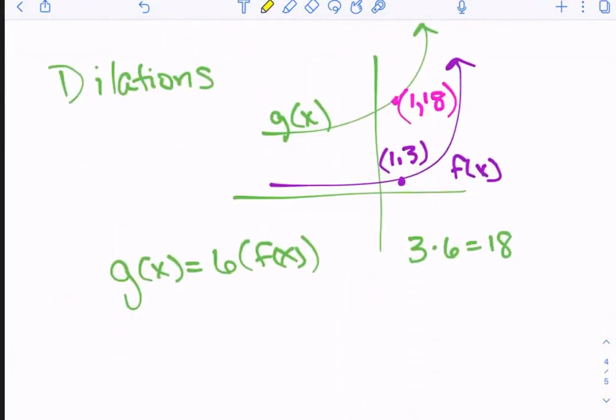Then we have dilations. Okay, so same thing. What we've been working with are dilations where the a value is changed. So we see f of x was at 3. We ended at 18. So that's times 6. So we have 6 times whatever the equation is.